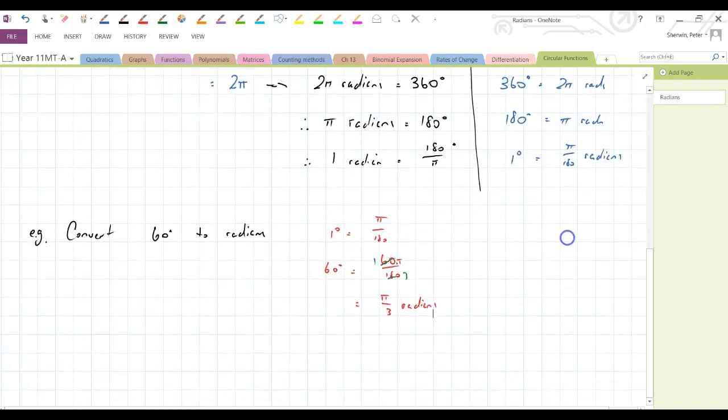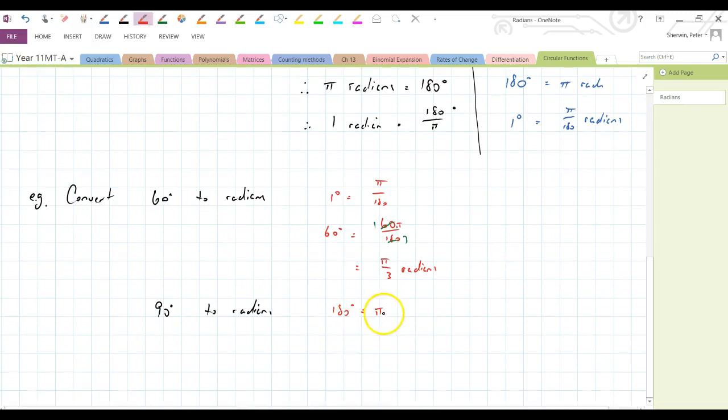We could say 90 degrees to radians, and you might think of that as, well, 180 degrees is equal to pi. 360 is 2 pi, remember, just keep that in your head. 360 all the way around is equal to 2 pi r, being the circumference of a circle. So 90 degrees will equal pi over 2. So these are the conversions we need to make.